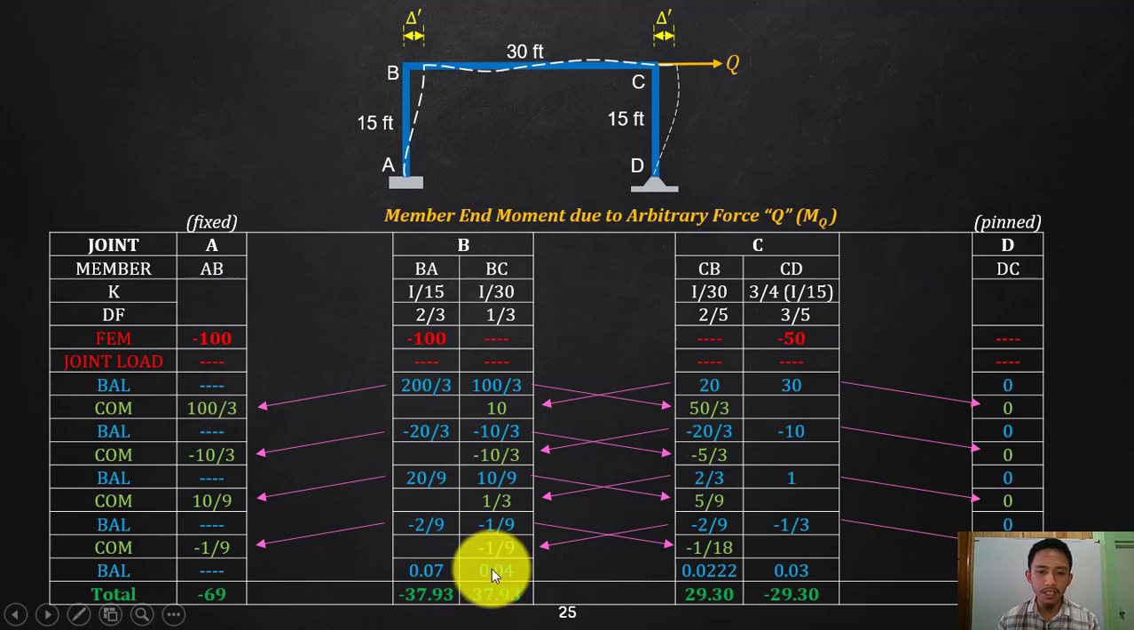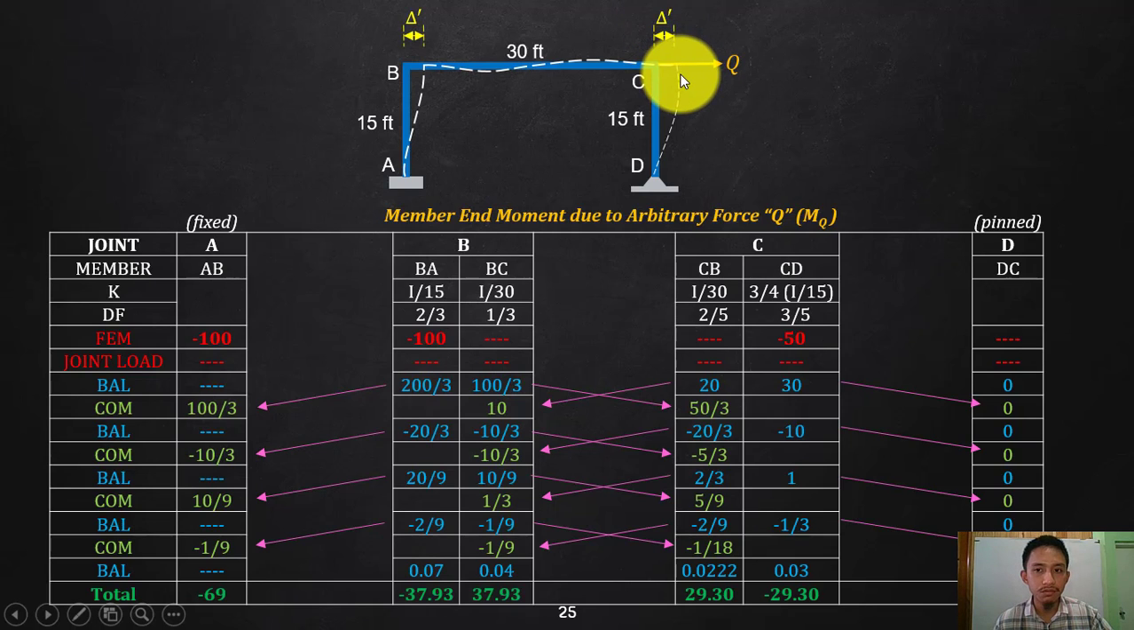So same thing, you need to check the equilibrium at the joint. And this one, equilibrium at the joint. So we're good. And that should be 0 since that is a pin. So we are good. But what is this moment? That is the moment due to a force Q, or due to your deflection delta prime.